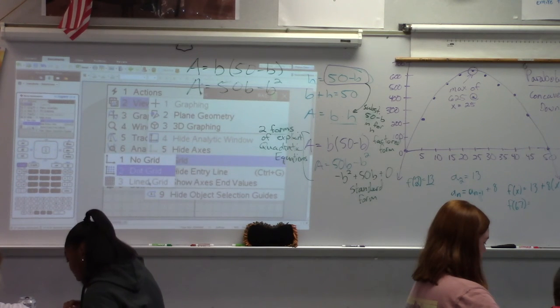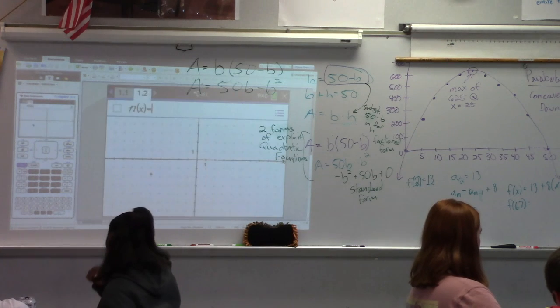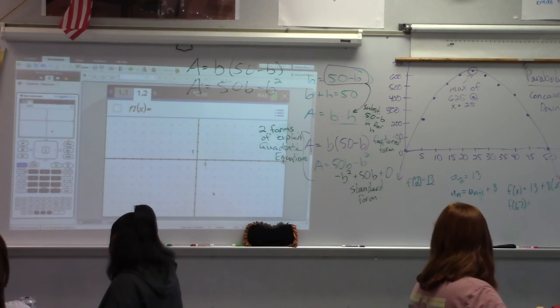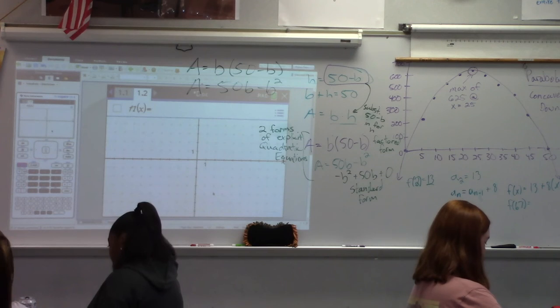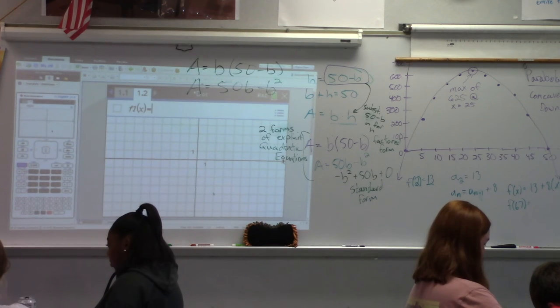And you want a lined grid. The dot grid is goofy. I'll show it to you, but you want lined grid. It's like battleships. So you want a lined grid. Now, we want to graph something.